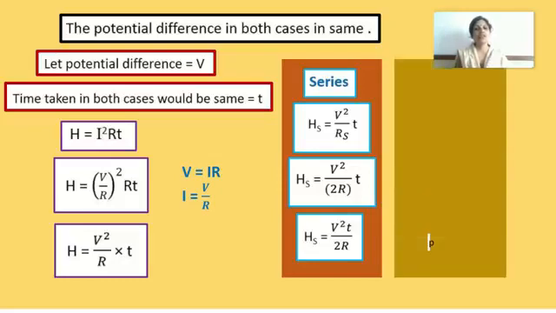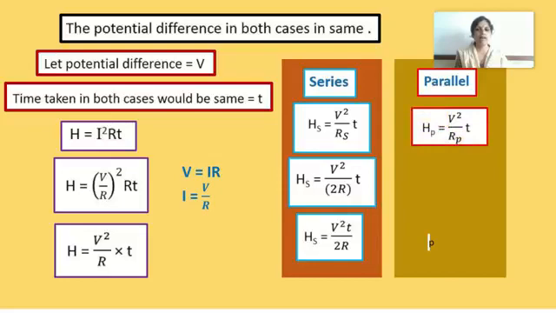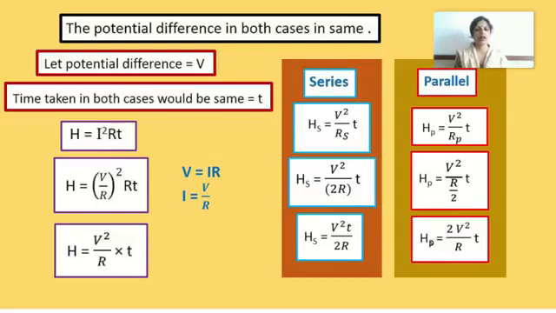Let's check out the heat generated in parallel. In this case, it will be HP, heat in parallel, V²/RP into T. But how much is RP? We have calculated RP as R/2. So let's substitute that. HP = V²/(R/2) into T. Let's reverse the terms. So 2V²T/R is the heat generated when the resistors are in parallel. Now let's find the ratio.